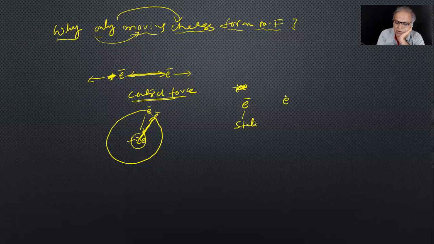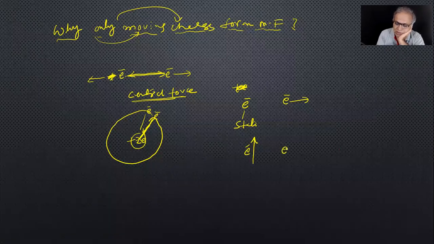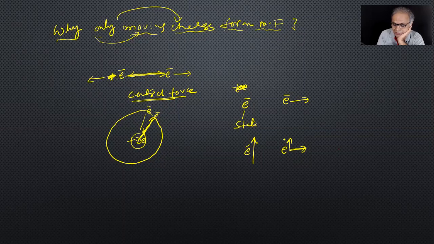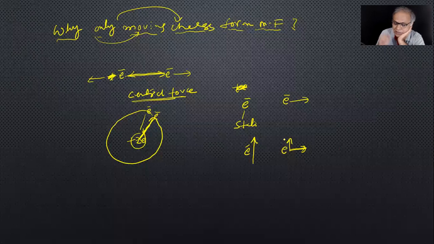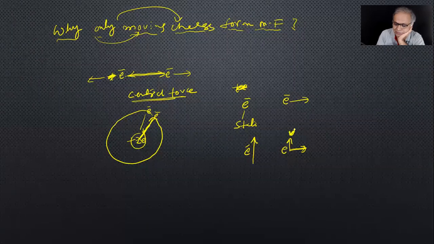If one electron is brought near it, it will be repelled like this. But if this electron is in motion, and another electron is brought and put into motion, it doesn't only get repelled, but also gets deflected. That means another force has come. That force will come only if this electron has a velocity. And this particular force is completely different from this central force.